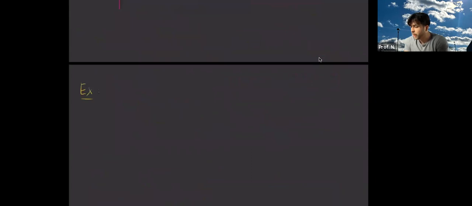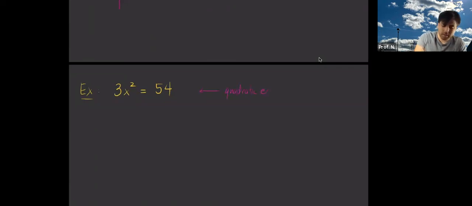For example, let's look at this: 3x squared equals 54. This is also a quadratic equation. Why is it quadratic? The moment you have an x squared in it, and that's the highest term, it's a quadratic. But what you notice is you can't create a trinomial with this. So whenever you don't have a trinomial, you can think of another way of attempting to solve this quadratic.